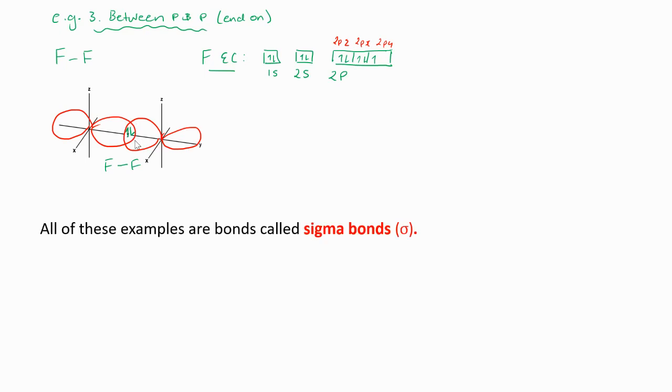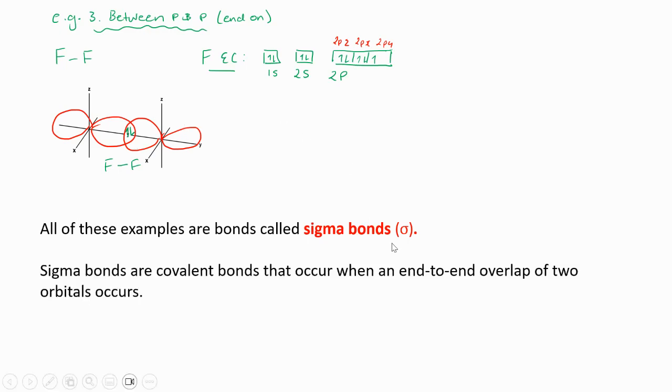All of these examples we've looked at are bonds called sigma bonds, and these are represented with the Greek letter for sigma. Sigma bonds are covalent bonds that occur when an end-to-end overlap of two orbitals occurs. You can sort of think of this as the overlap occurring between two orbitals on the same axis, like this example here. All single covalent bonds are sigma bonds.